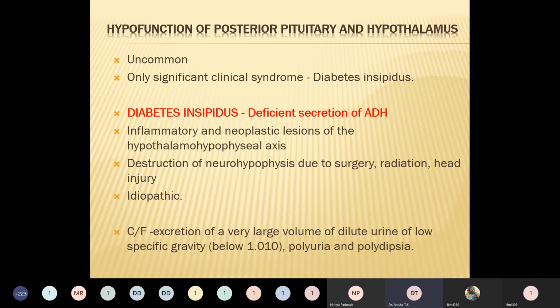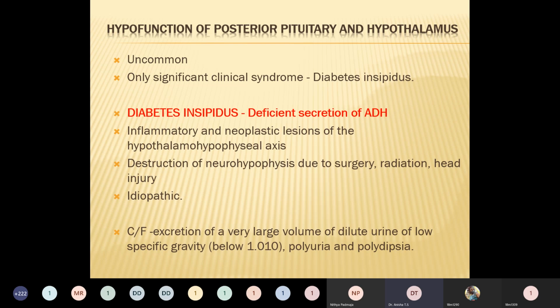Hypofunction of the posterior pituitary and hypothalamus. The posterior pituitary secretes two hormones: one is ADH and the other one is oxytocin. When ADH is deficient, there's excretion of a very large volume of diluted urine, because there's no reabsorption of water, and the specific gravity is very, very low. So there's polyuria and polydipsia.